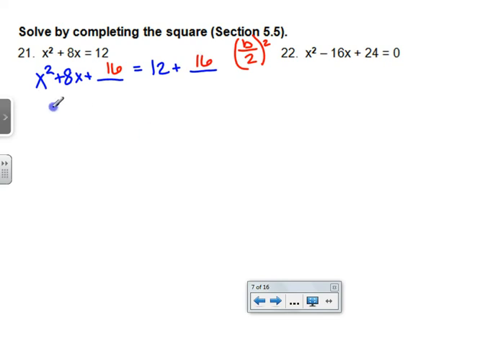Now you're going to rewrite your trinomial in its factored form, so it's x plus 4 squared, half of this is plus 4, and then equals 28. Then we square root both sides.